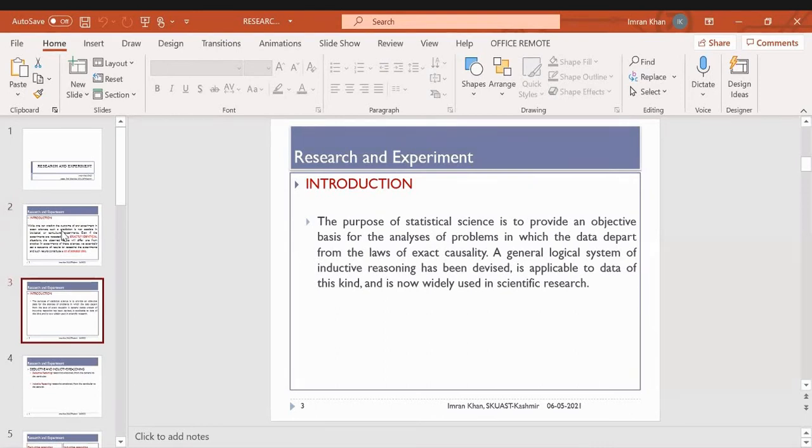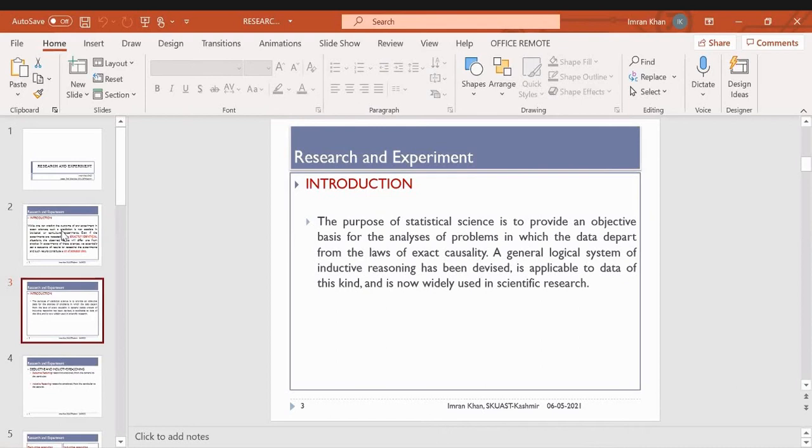Because, as I said, in exact sciences like physics and chemistry, whatever you do, every time you get the same results. That means if you change a particular voltage, you get the same current. Every time you get the same. But in biology or agriculture, it's not like that. So we try to analyze these problems in which the data depart from the laws of exact causality.